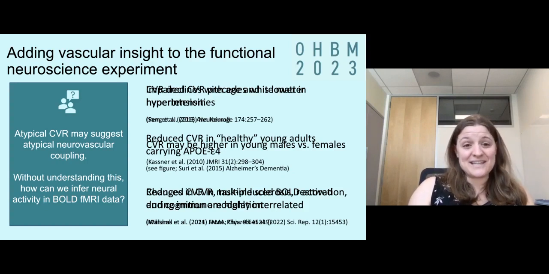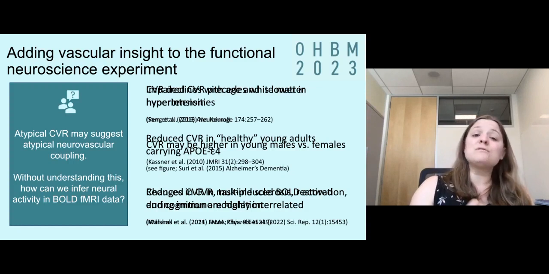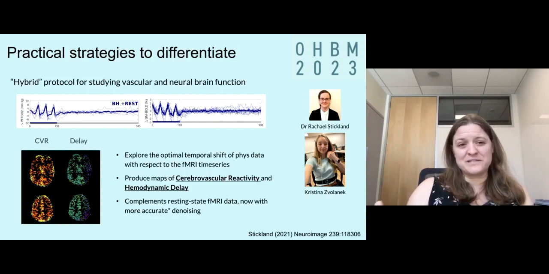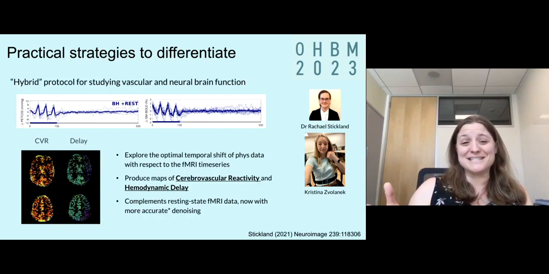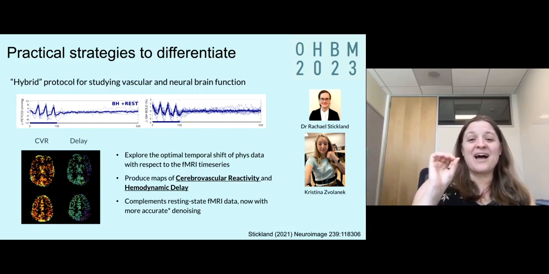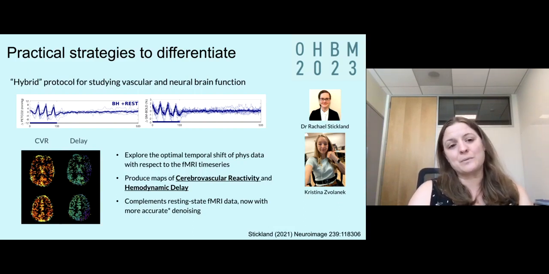But I think the first step is to really understand, are there vascular differences in my participants, in my patients, in this broad cohort? And then we'll learn how to better incorporate those effects. My lab has a very practical way to approach this. We know that most people want to do a resting state scan or a task fMRI scan, not just focus on breathing modulations, but we encourage you to try out this hybrid protocol.